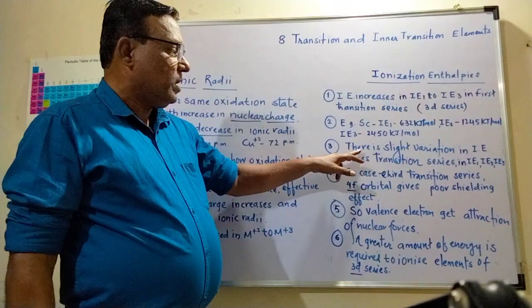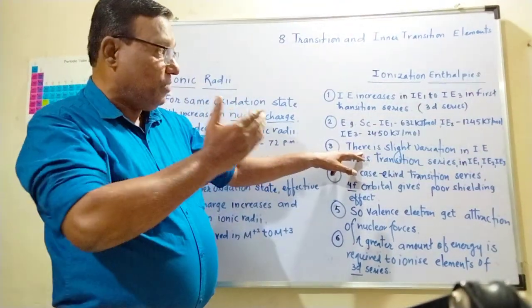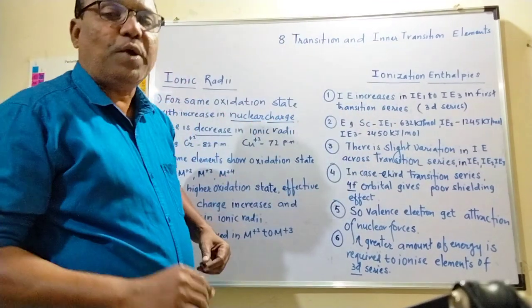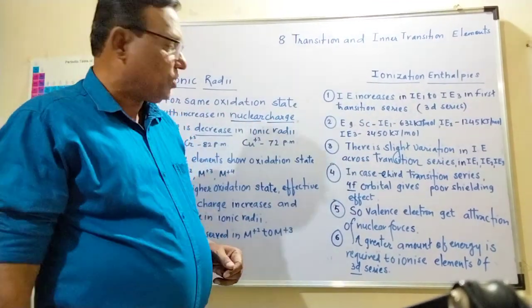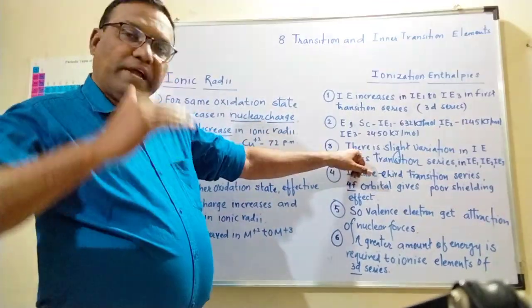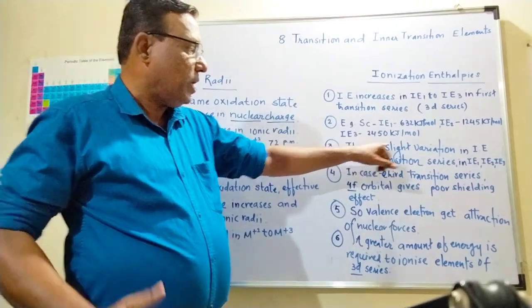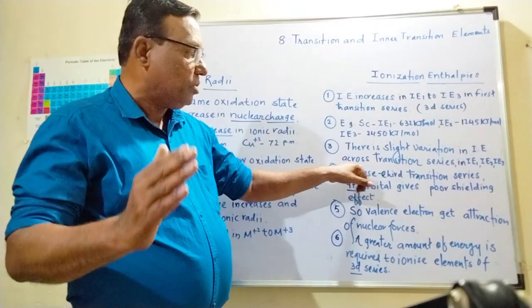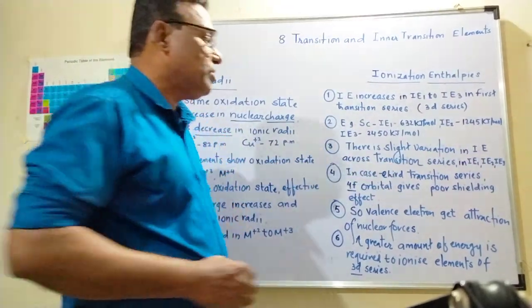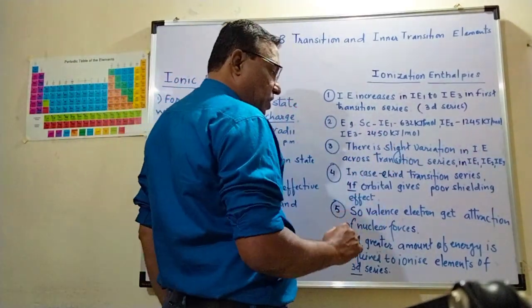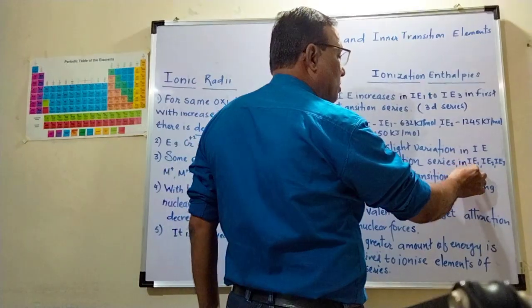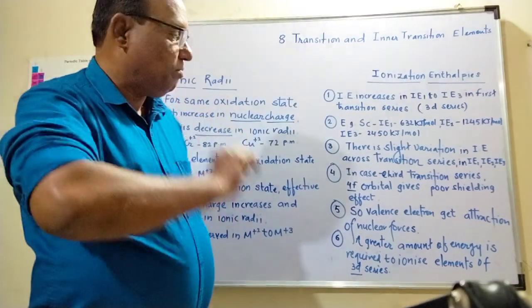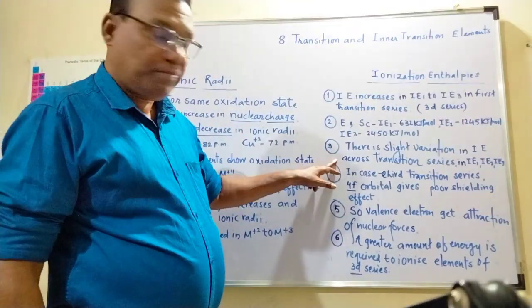Point number third. Here we are saying that ionization enthalpies increase, but point number third is a little bit important. There is a slight variation in ionization enthalpy values across the transition series. Especially this slight variation we can observe in ionization enthalpy number 1, ionization enthalpy number 2 and ionization enthalpy number 3. So this is the third point.